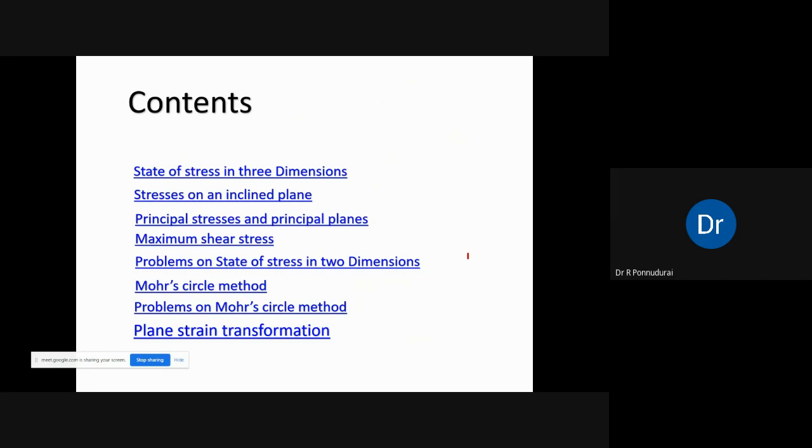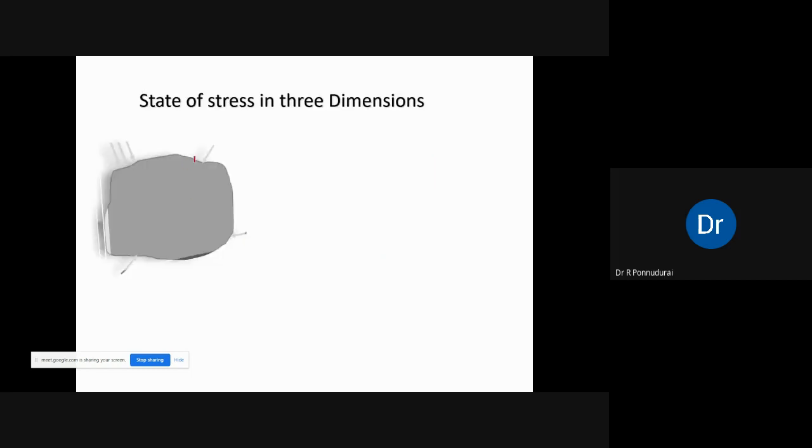Okay, so having this background, one by one we'll go for finding the state of stress, first in three dimensions, then we will go from three dimensions to two dimensions. We'll see that. So this is the state of stress in three dimensions. Suppose this is a body, and we have this body subjected to some kind of loading here.